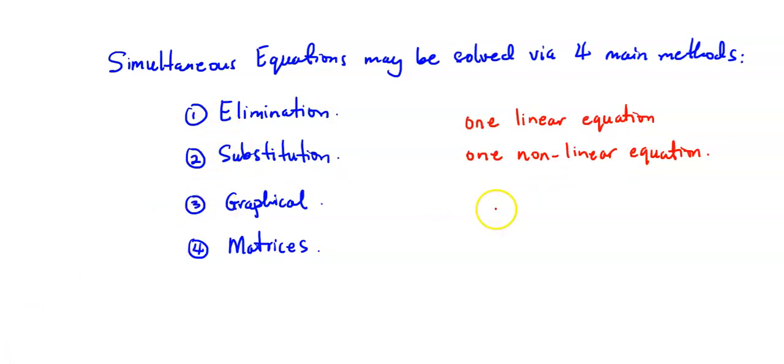However, if we have to solve a pair of simultaneous equations where one equation is linear and the other equation is non-linear, then as we mentioned before, the best method, or the only method, was the substitution method, but we can also use the graphical method as well. So if we have one linear and one non-linear equation, then the only methods that are available are the substitution method and the graphical method. We cannot use the elimination method, and we cannot use the method of matrices when you have one linear and one non-linear equation.